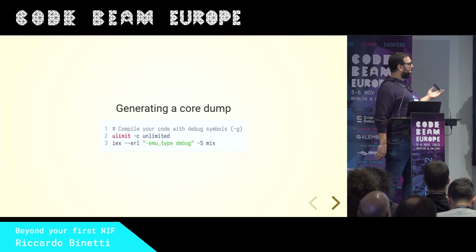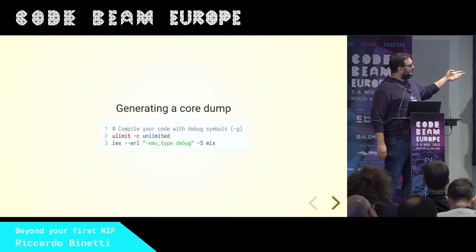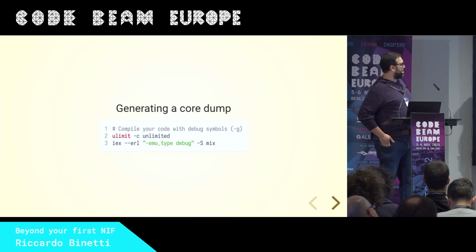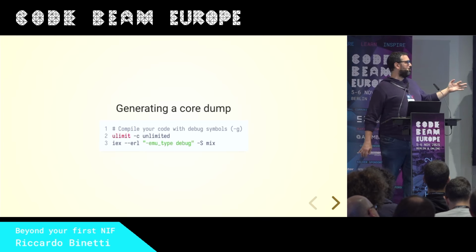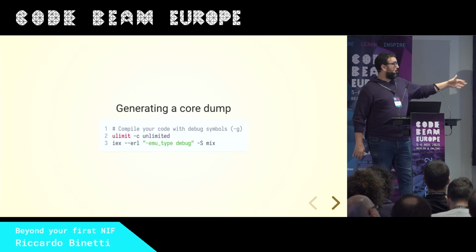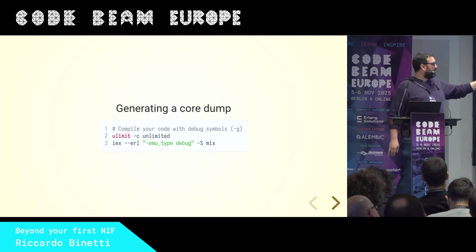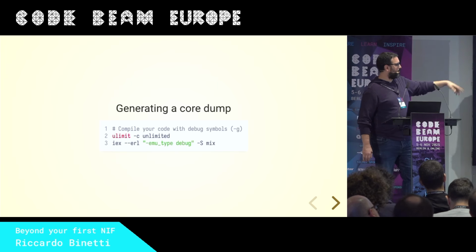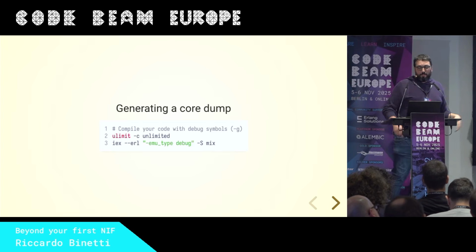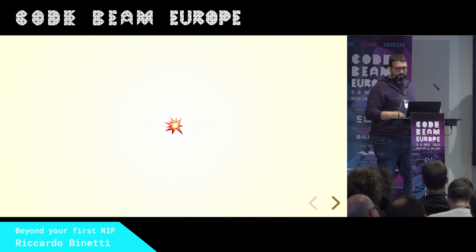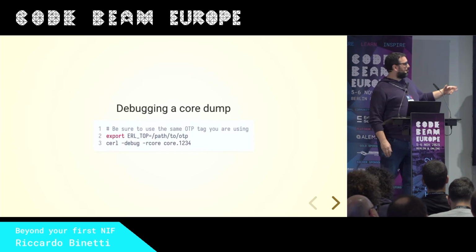How do you generate a core dump? You do ulimit -c unlimited, and then you start your IEx shell using the debug emulator in this example. Then you crash the thing, and then you can debug your core dump.